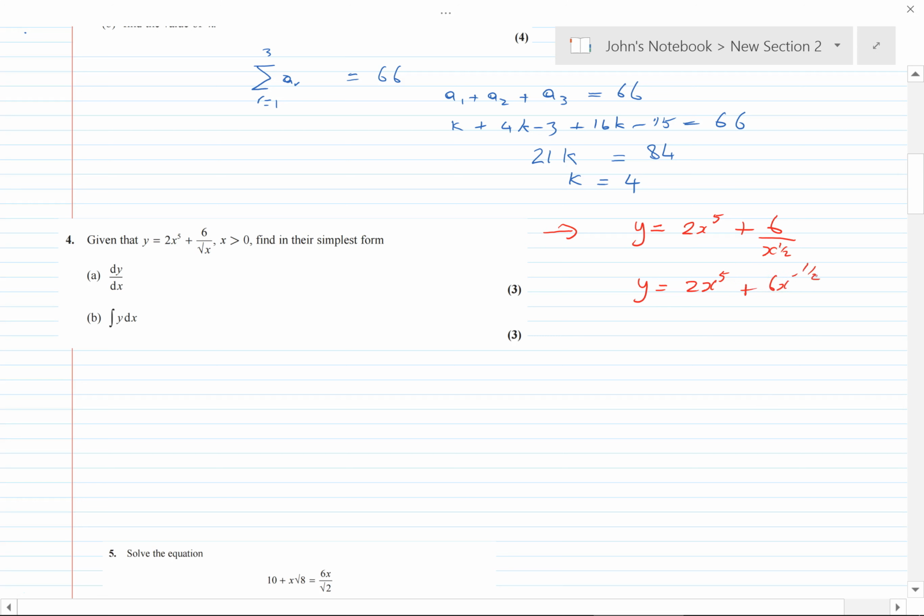Now I can use the rule for differentiating, because our rule is dy by dx, if y equals x to the n, is equal to nx to the n minus 1.